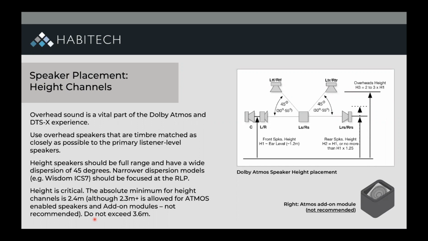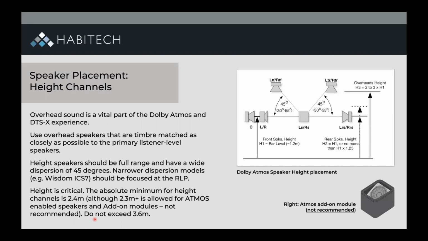There are some specialist narrower dispersion models, things like the ICS7s by Wisdom, which are fantastic, really, really good loudspeakers. If you install those, just focus the high level at the RLP. So in the case of ICS7s, you want to tilt them inwards slightly, but still position them at the 45-degree angle.